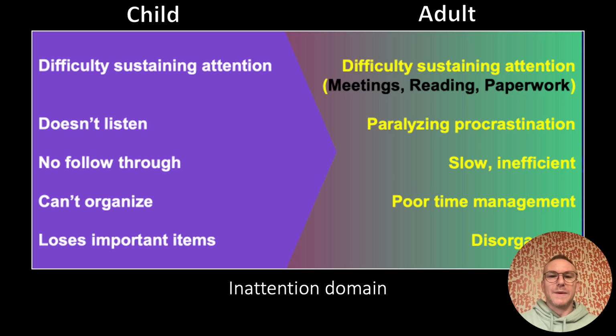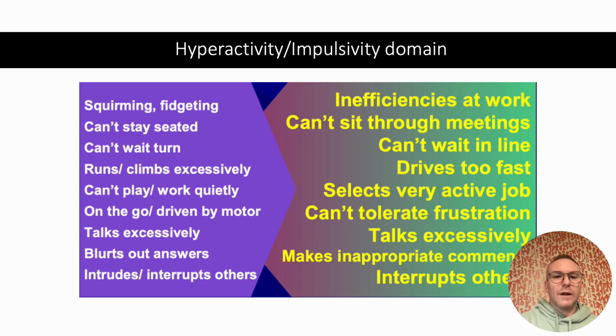But for those with ADHD, often that procrastination is paralysing. It means they never get to the tasks or do the things that they really need to do. And that can make them slow and ineffective, poor time management and disorganised. And this is really in the inattention domain. Let's look at the hyperactivity or impulsivity domain.